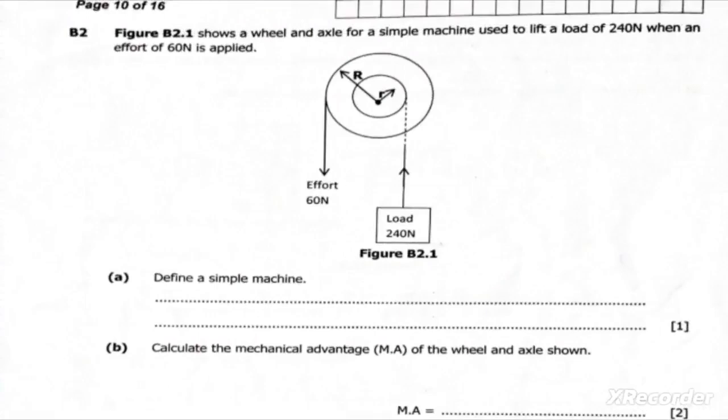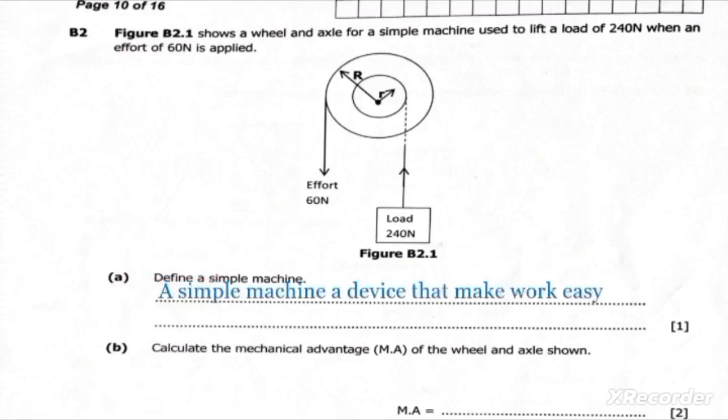We move to the next question, which is question B2. Figure B2.1 shows a wheel and axle, a simple machine used to lift a load of 240 newtons when an effort of 60 newtons is applied. Question A, define a simple machine. So what is a simple machine? A simple machine is a device that makes work easy. We are done with this question.